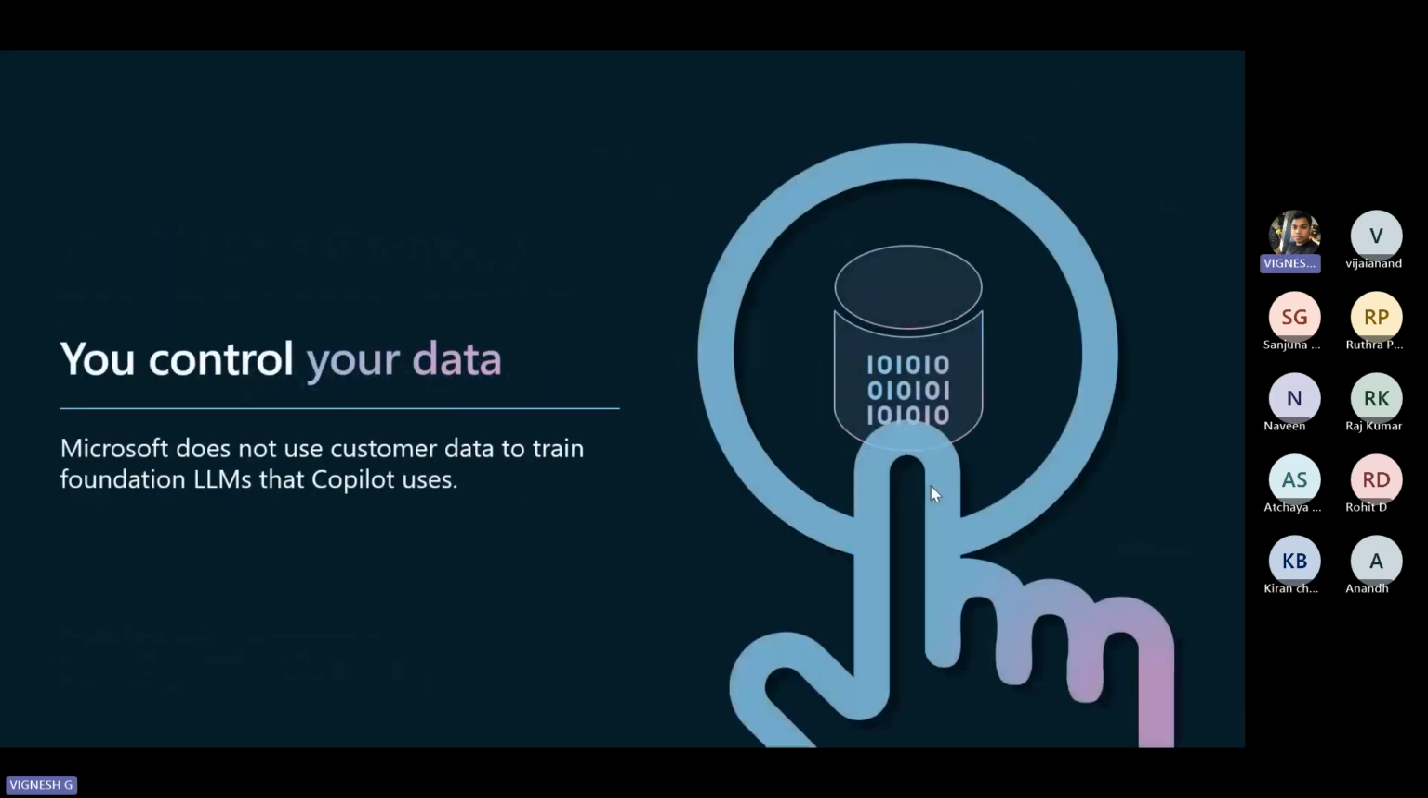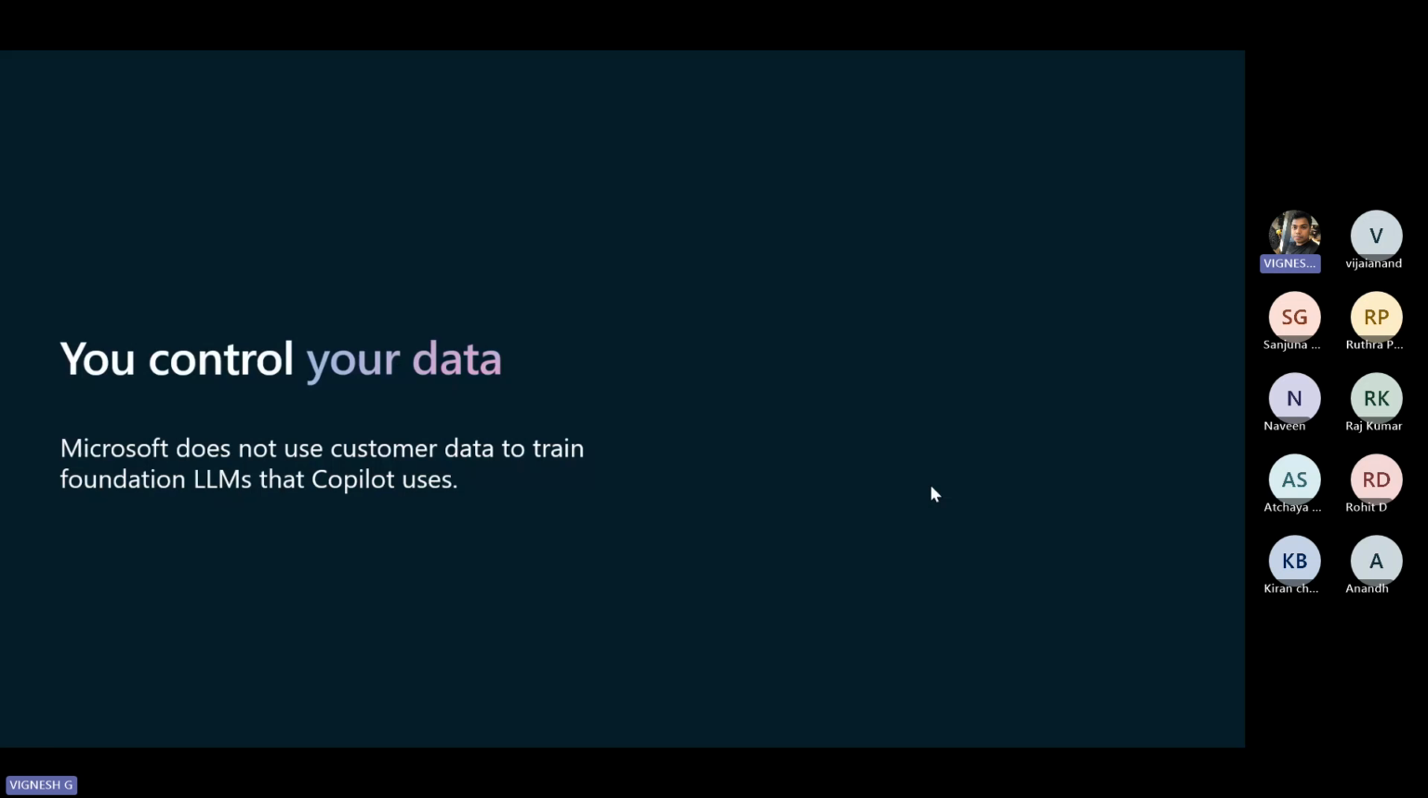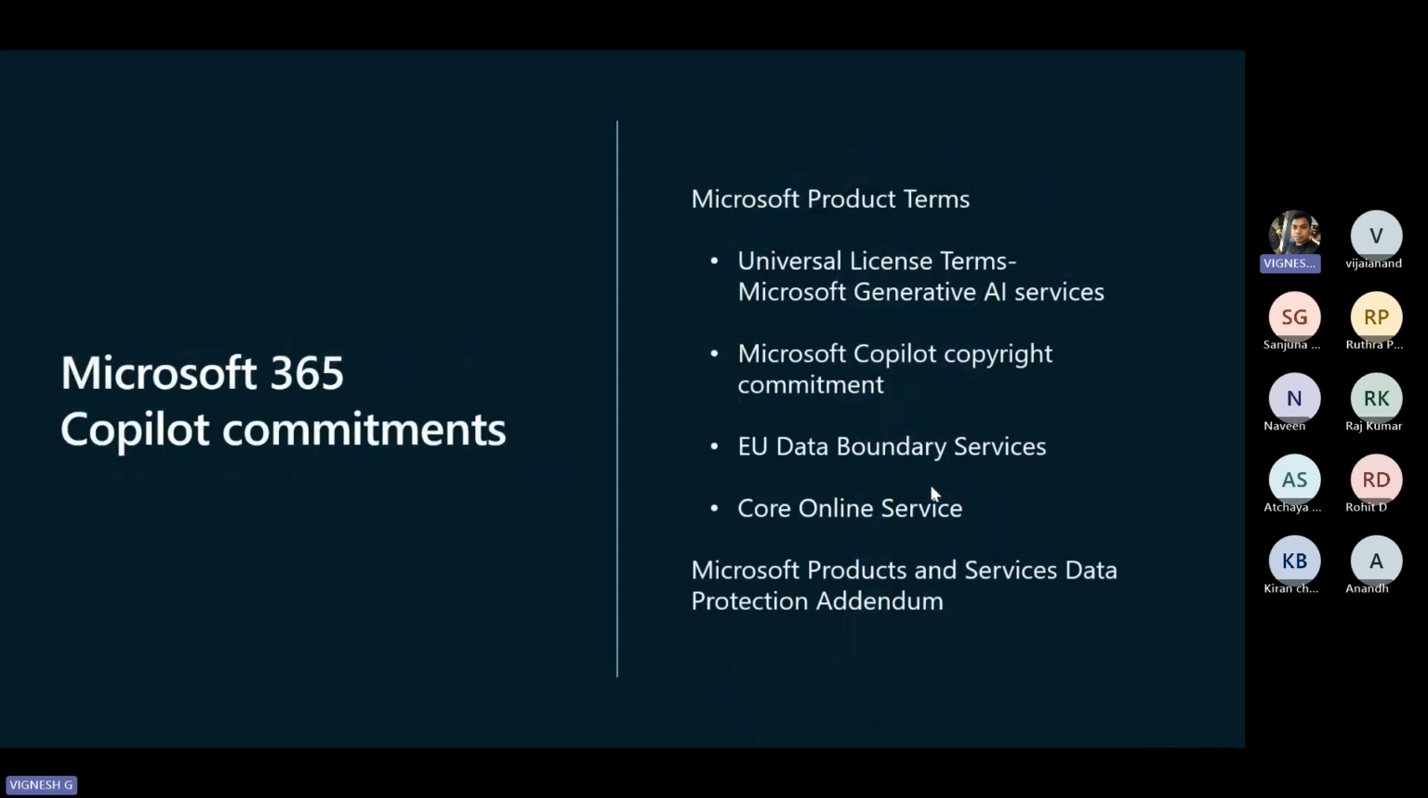Let's talk about Copilot privacy and data. You control your data, as I said. Microsoft does not use customer data to train the foundational LLMs that Copilot uses. This is something you constantly need to be aware of. You might be wondering, where does Microsoft get such a huge data set to train all their models? Of course, they must be training somewhere, right? But they have their own data sets for this. Microsoft has made it very clear that they're not making use of customers' data to train their models.